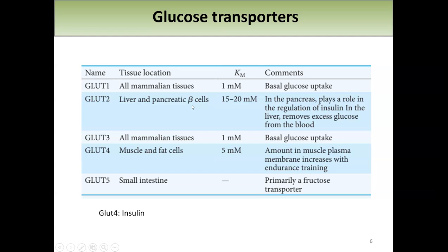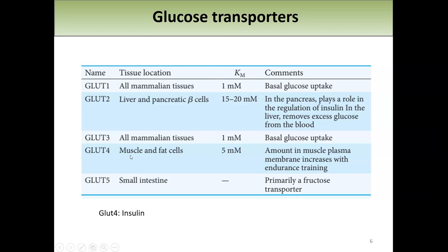Therefore, in response to increasing blood glucose level, the beta cell secretes insulin into the bloodstream in order to lower blood glucose level. That's why GLUT2 plays a role in the regulation of insulin, and in the liver in removing the excess glucose from the blood. So how about GLUT4?